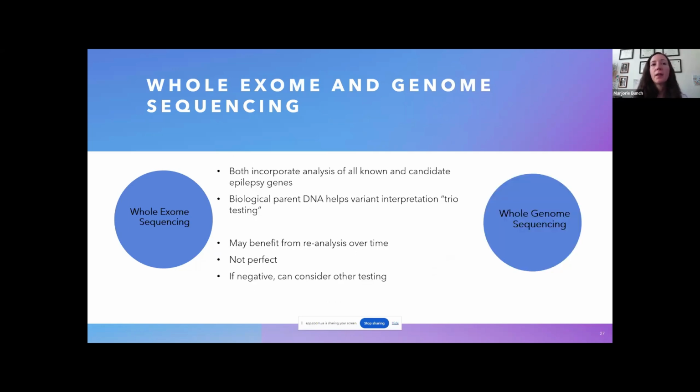So both whole exome and whole genome sequencing incorporate all the known epilepsy genes, and they're done in these trios with the parents that help figure out the results. And usually the genetic testing company will store the blood or whatever sample was provided, and they'll store the data for future review, and they may reanalyze it over time when new information is acquired. So it depends on the company and what their policies are, but they may offer updates up to 5 years after initial testing, something like that. But understand they're not perfect, and if they're negative, it may mean that other testing needs to be done.